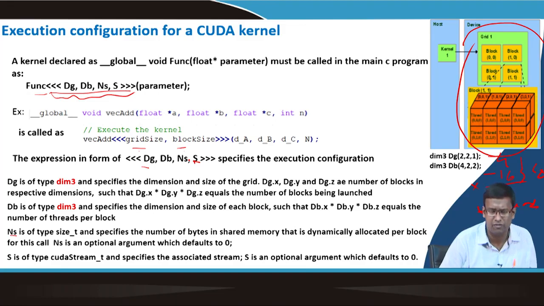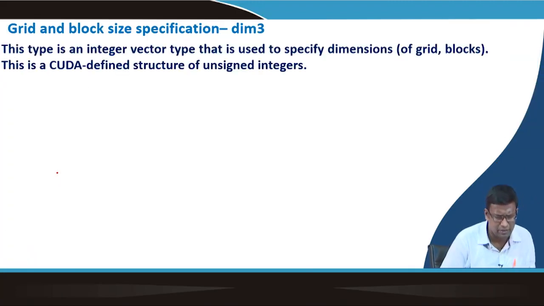But if we do not specify anything, S will be 0, only one stream will be active. So if we do not specify any of these numbers, they will be assigned to the default value. So let us see about the dim3 variables.